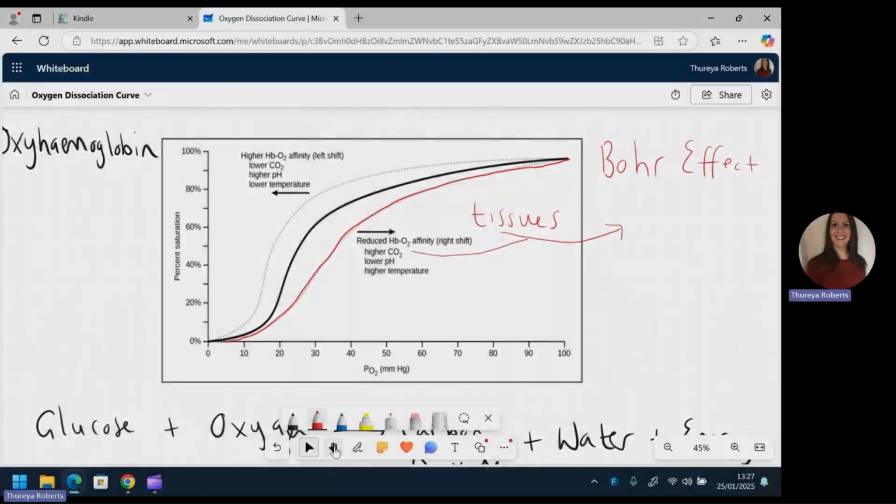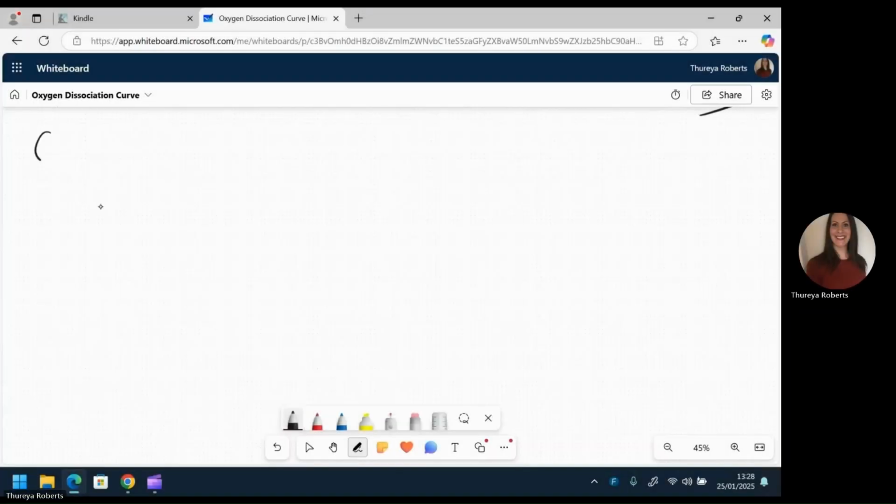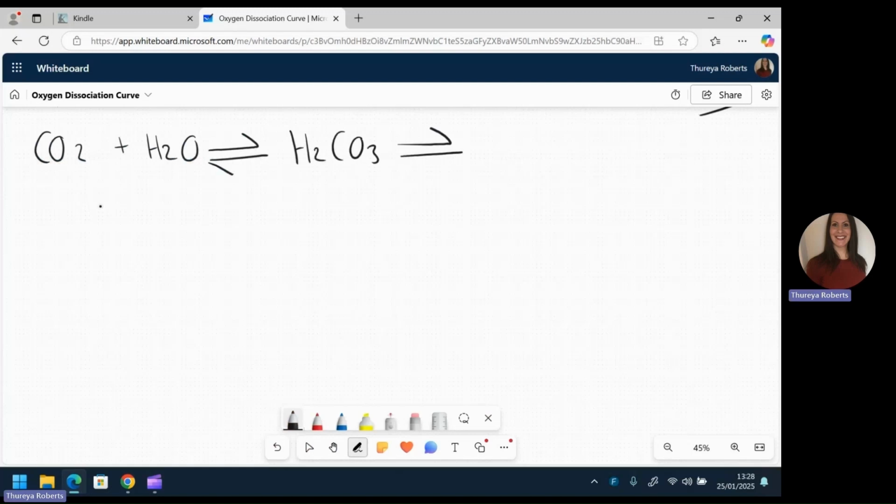Let's draw that equation. So we have carbon dioxide plus water produces carbonic acid, H2CO3, which then quickly dissociates to form hydrogen ions and bicarbonate ions.